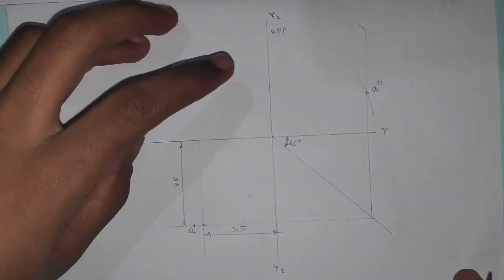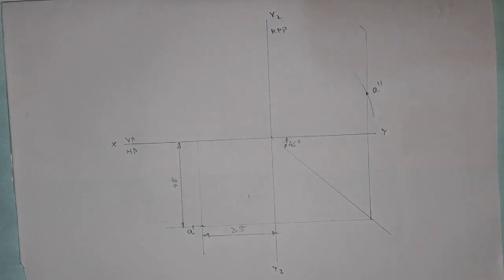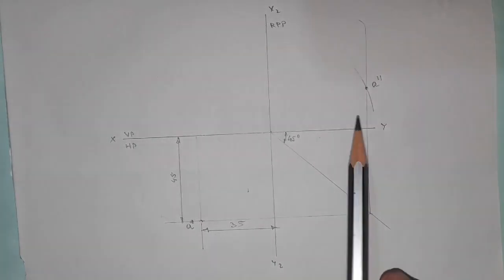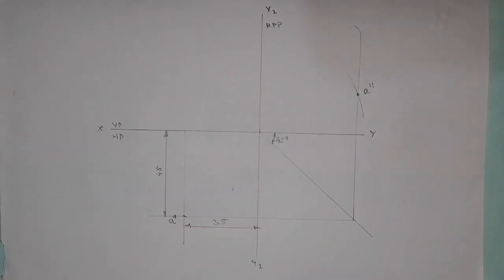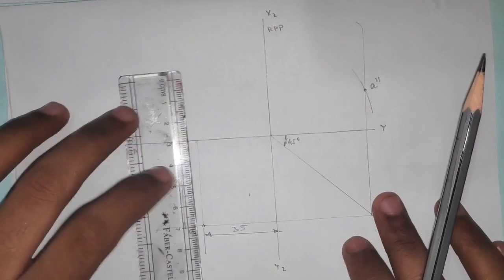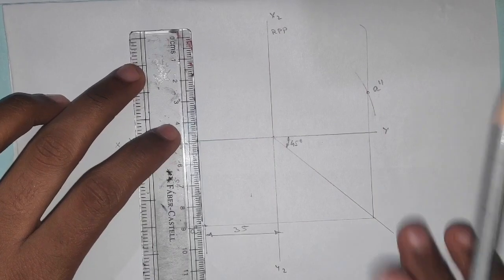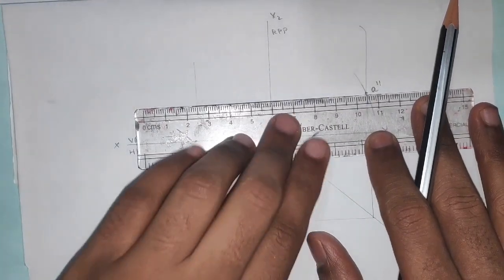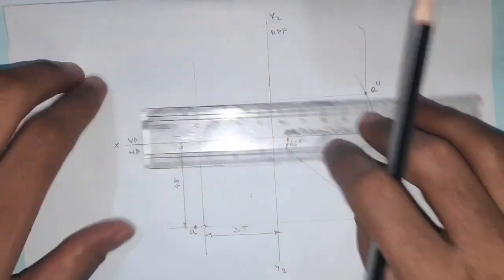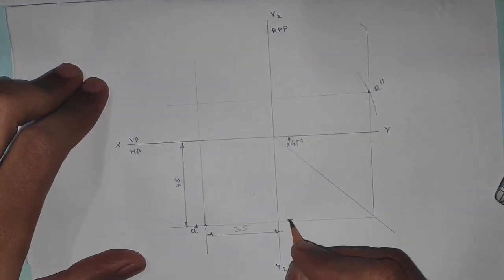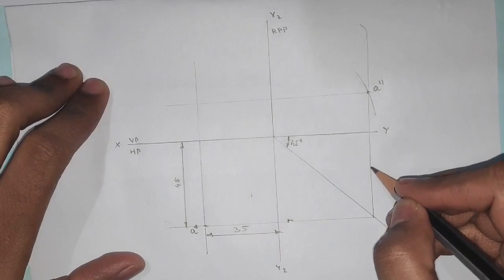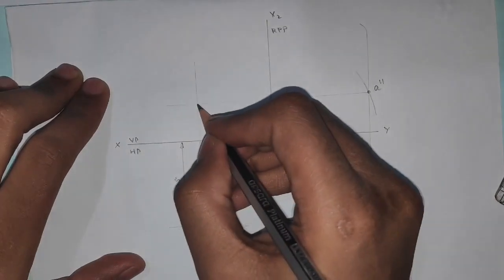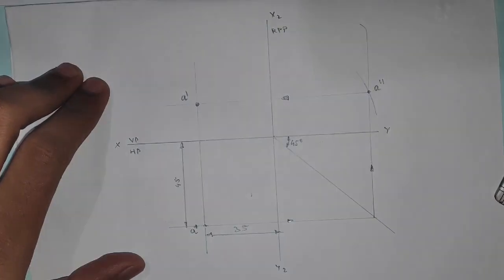So in this problem there is no name mentioned, so I have taken this point as A. So I have the top view as A and the side view as A dash, A double dash. Now I have to obtain the front view. So to obtain the front view, I'll just project this top view vertically upwards, and from the side view I'll project this horizontally parallel to XY line. So here just see the leader line. So this is projected from left to right, this is projected upwards, and here we have the projection from right to left. So this will be the front view A dash.